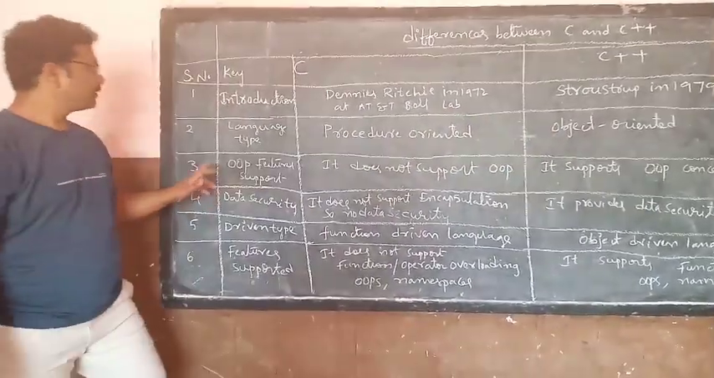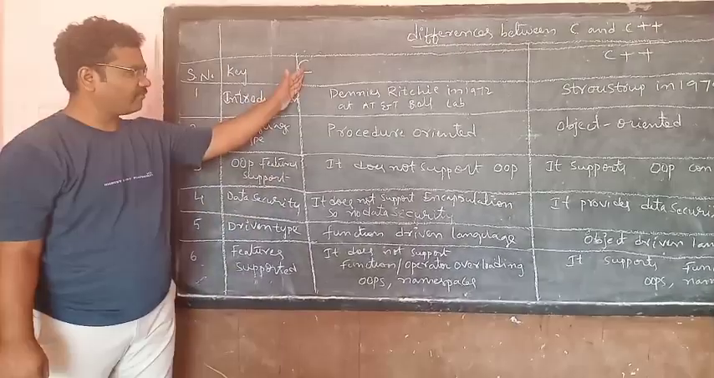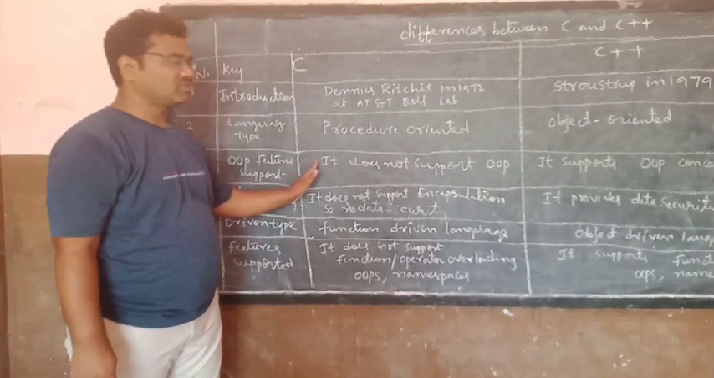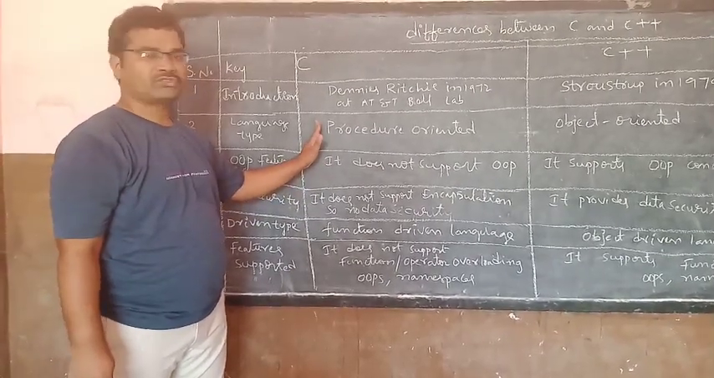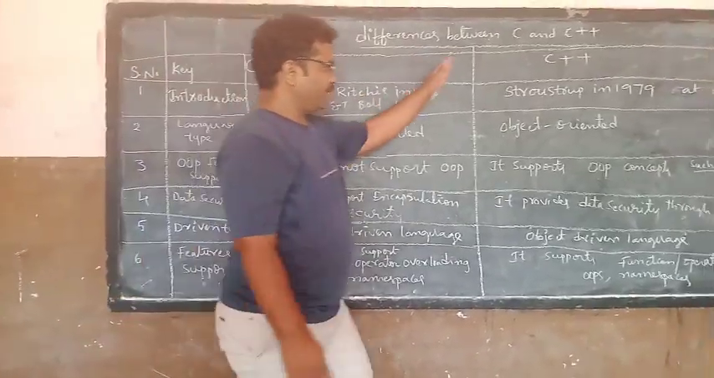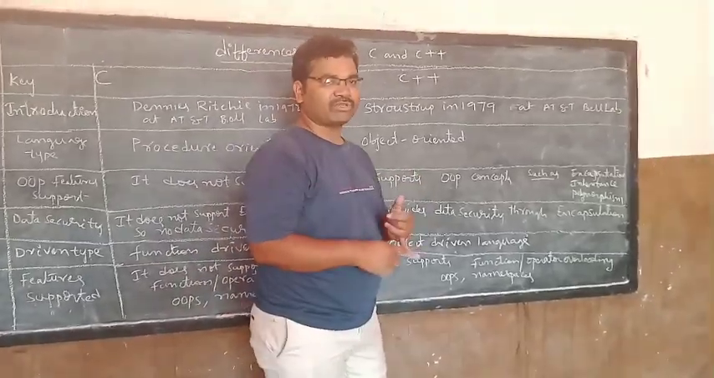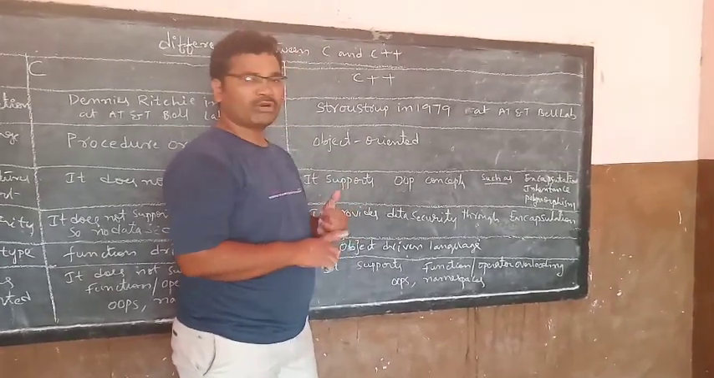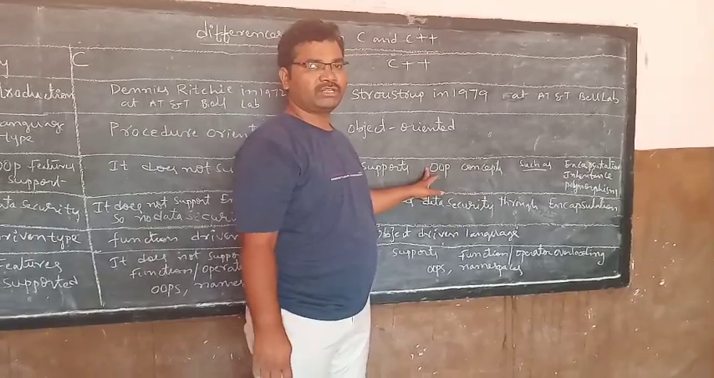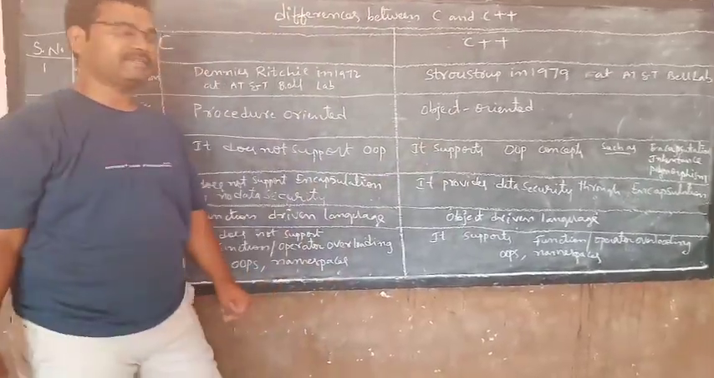Third point, OOP feature support. C language does not support OOP. Why? Because it is procedure oriented. It makes use of algorithm steps only. C++ supports object oriented concepts such as encapsulation, inheritance, polymorphism. There are a number of features available in object oriented programming. So C++ supports object oriented concepts.